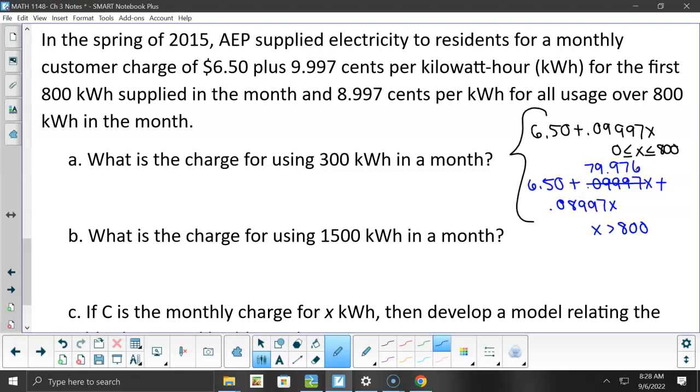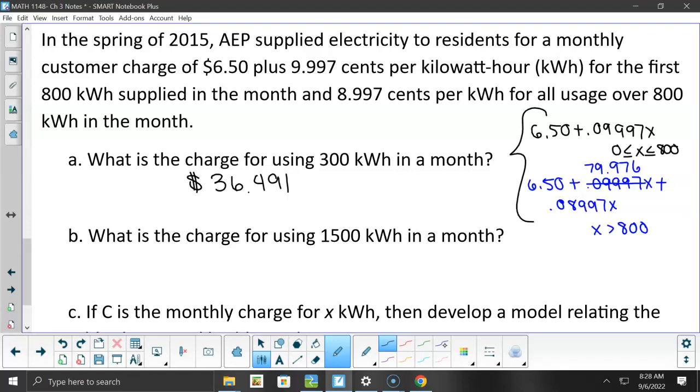All right, so if I'm using 300 kilowatts in a month, which formula am I using, black or blue? Black. All right, so 6.50 plus 0.0997 times 300. Well, let's change that and actually use black. 36.491. Do you guys think they're ever going to see electric bills that low? No.